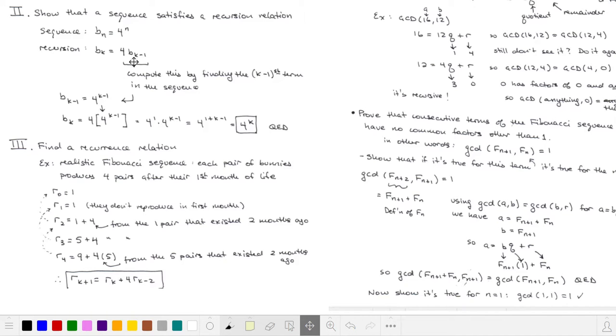substitute this k minus 1 term into this equation. 4 times this thing that I just got for the k minus 1 term using this sequence definition gives me, when I do a little bit of algebra, 4 to the k. So this is the same thing as b to the n. b to the n equals 4 to the n. So I've shown what was to be demonstrated.